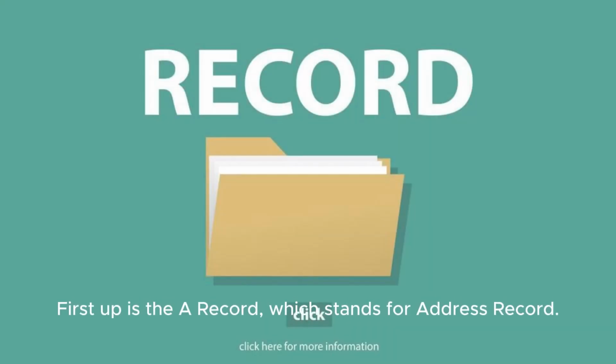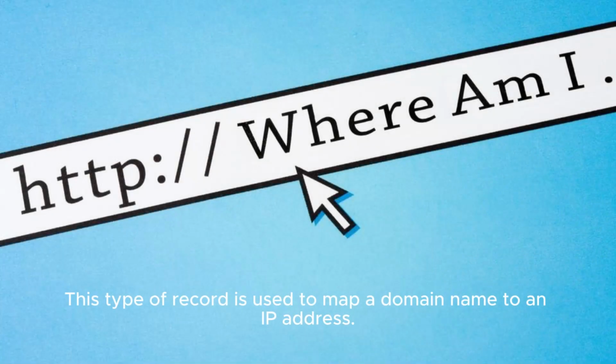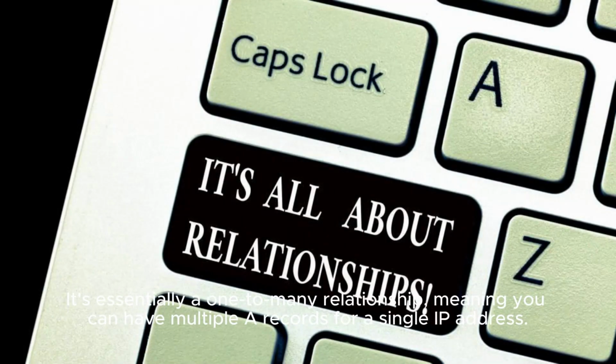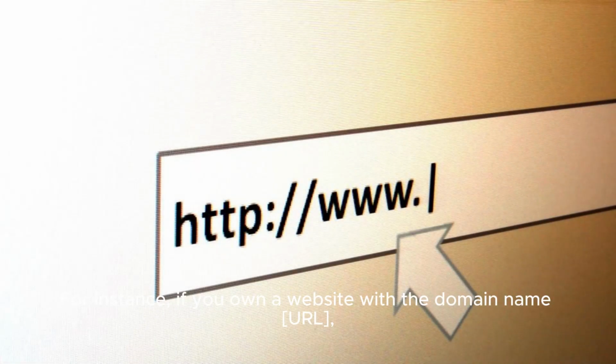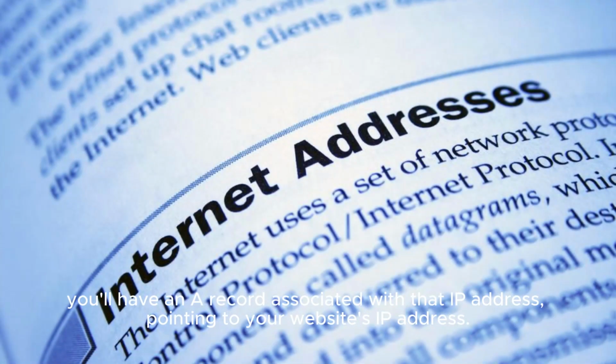First up is the A record, which stands for address record. This type of record is used to map a domain name to an IP address. It's essentially a one-to-many relationship, meaning you can have multiple A records for a single IP address. For instance, if you own a website with the domain name URL, you'll have an A record associated with that IP address, pointing to your website's IP address.